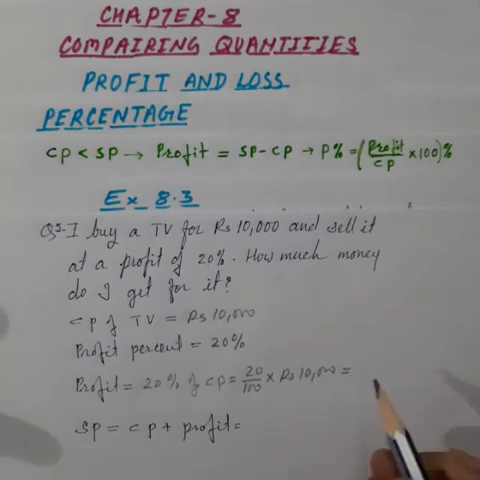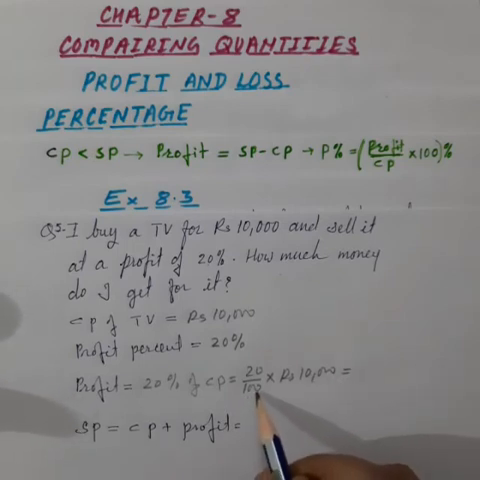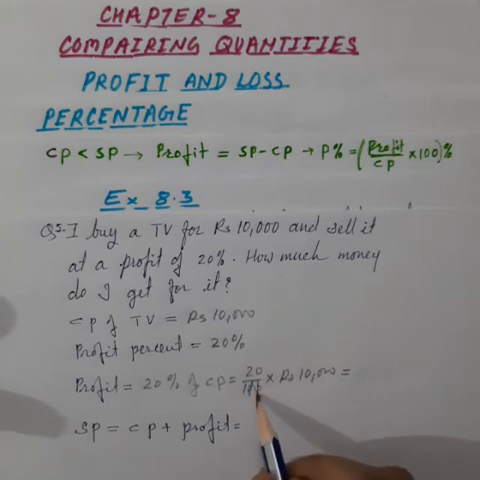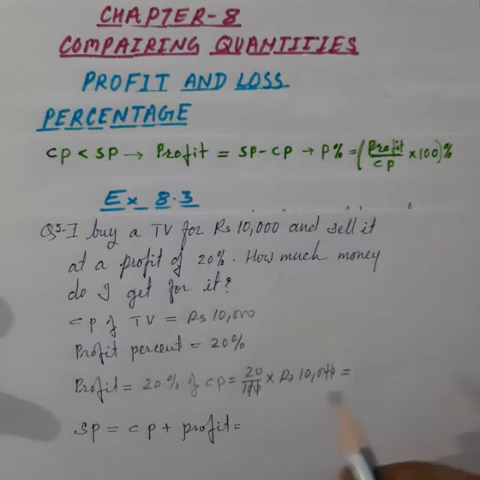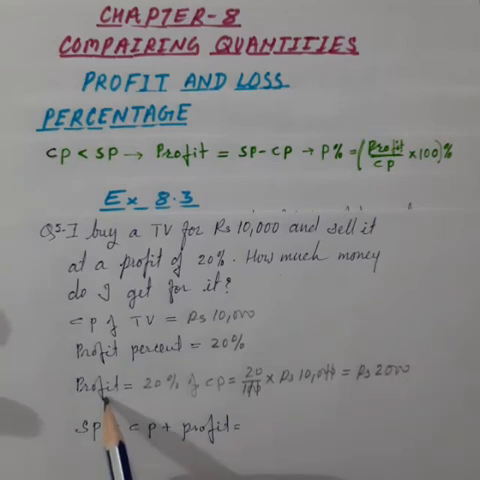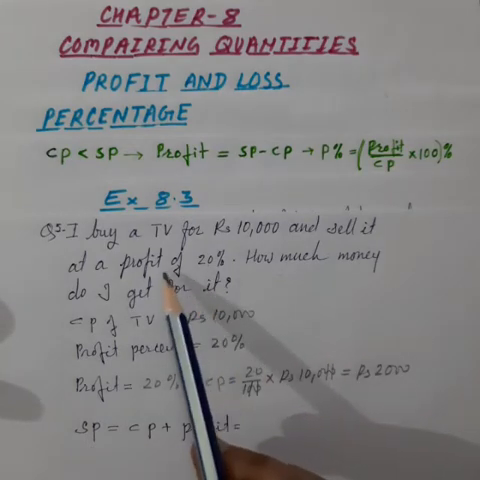Now calculate it. 100 is a factor of both numerator and denominator. So cancel the 2 zeros in the denominator with the 2 zeros in the numerator. And 20 into 100 is rupees 2,000. 2,000 is the profit. So selling price is more than cost price because there is profit.